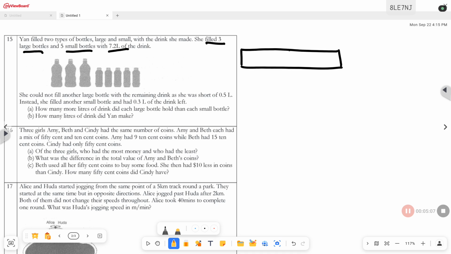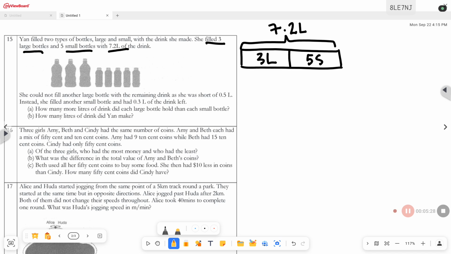I know that, okay, I do not know how much large is and which one is more, which is less. I'll just estimate. I put this box referring to 3 large and this box referring to 5 small. And that will give me 7.2 liters. Okay, so this is 7.2 liters.